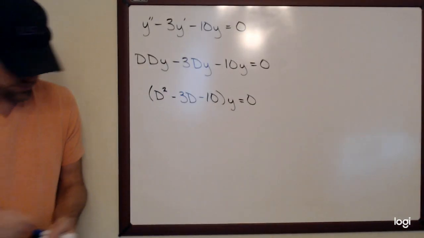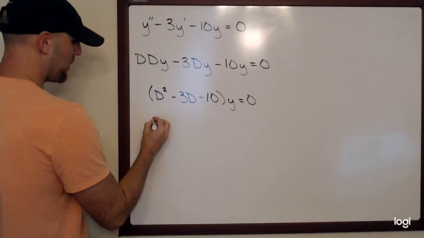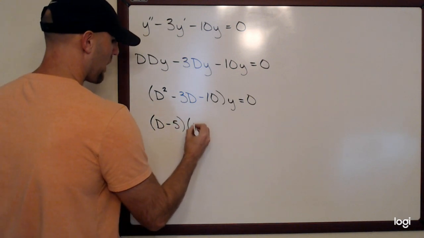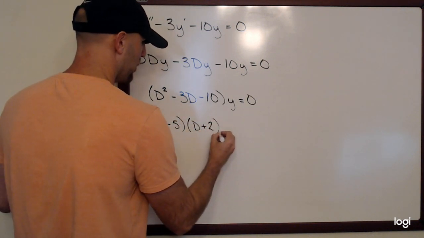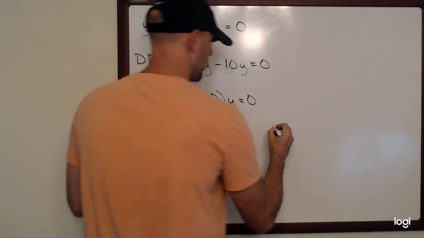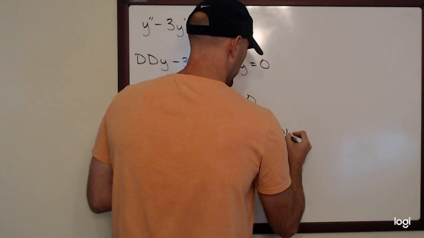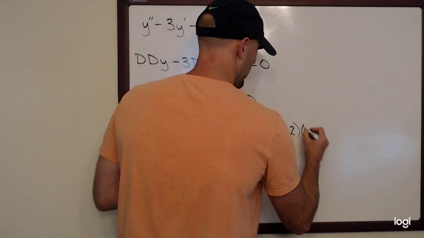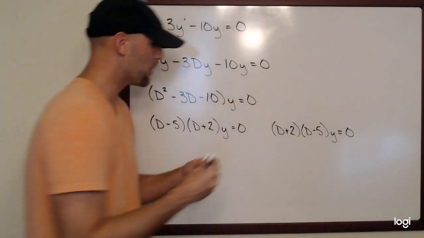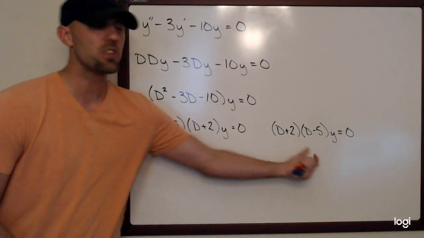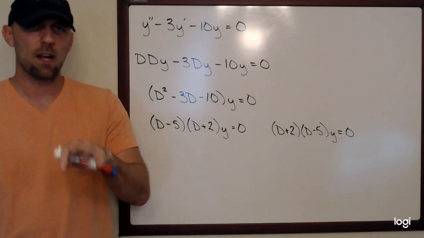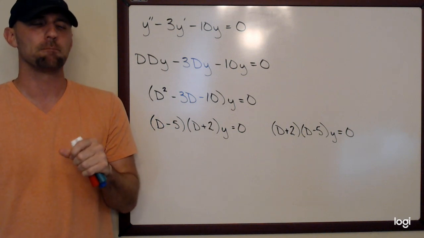It seems reasonable for me to write this as (D - 5)(D + 2)y = 0, or (D + 2)(D - 5)y = 0. And I know what you might be thinking, well, what's the difference? Well, I changed the order of these linear transformations. And so something you can think about right now, take about 10 seconds to think about it.